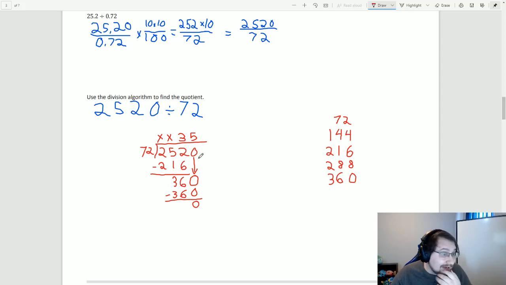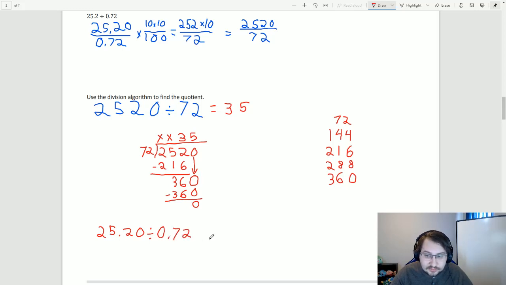So the answer that I got for 2,520 divided by 72 is 35. Which means that my answer to 25.20 divided by 0.72 is also equal to 35. And we can test that.